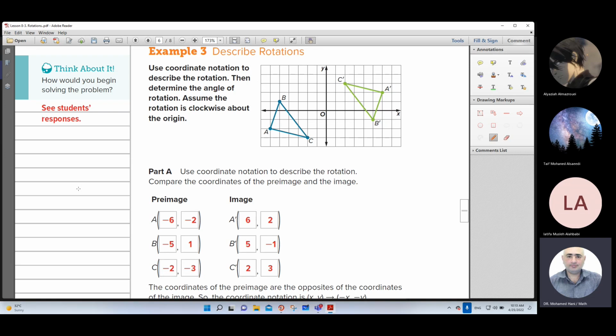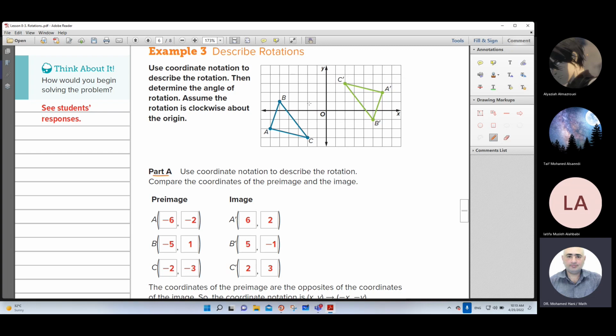Describe rotation. Use coordinate rotation to describe the rotation, then determine the angle of the rotation. Assume the rotation is clockwise about the origin. As you see, this is the pre-image here, and this is the image here. So, part A, the first step, use coordinate rotation to describe the rotation. Compare the coordinates of the pre-image and the image.